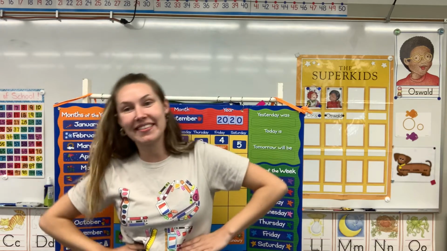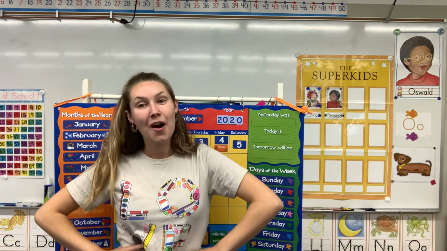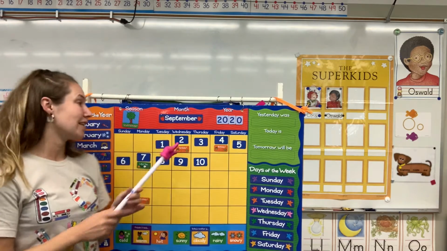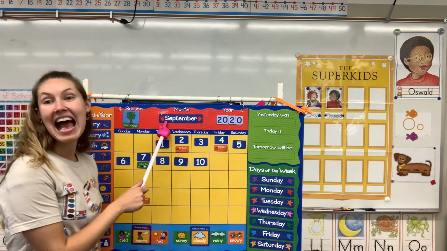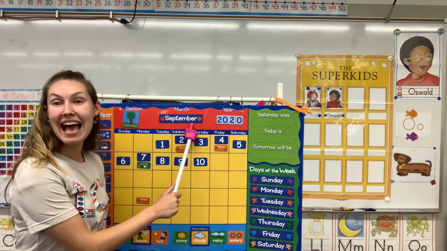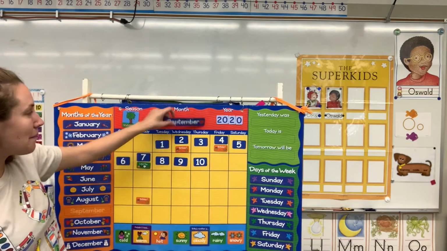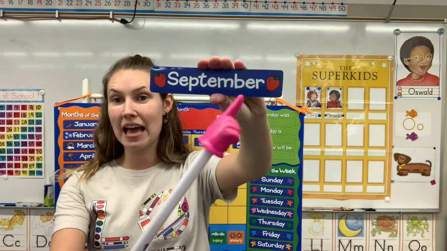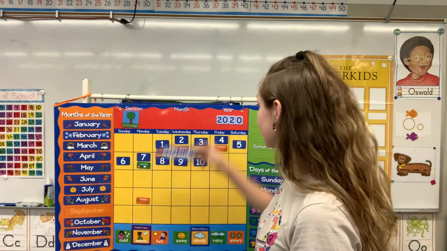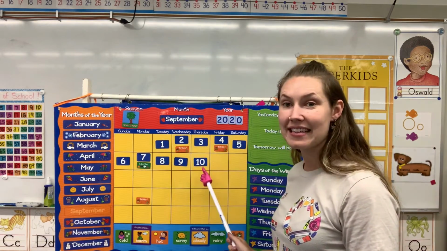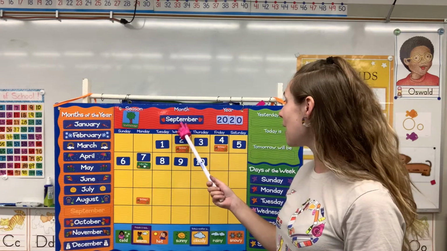These are the months of the year. Which month are we in right now? I'll give you a hint. It starts with a S. September. September. So at the top of your calendar mat, you should have September written for our month. So we know that today is the 10th of September.